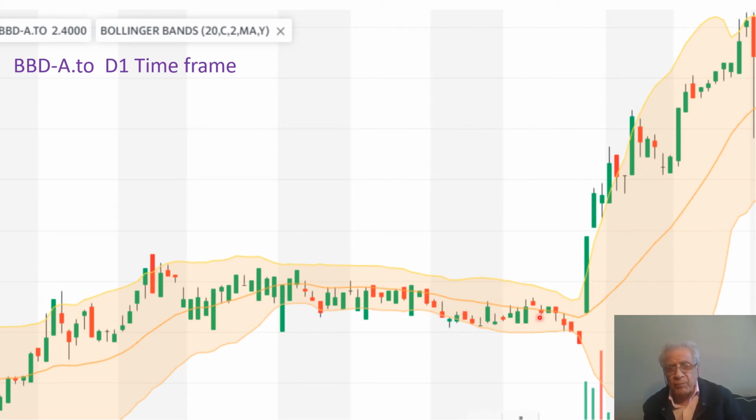Now, when the price breaks out, you see the Bollinger Band expands, and the price goes upward sharply. So you can enter the market here, above the moving average, and you put your stop loss 1 or 2 ATR below the moving average.